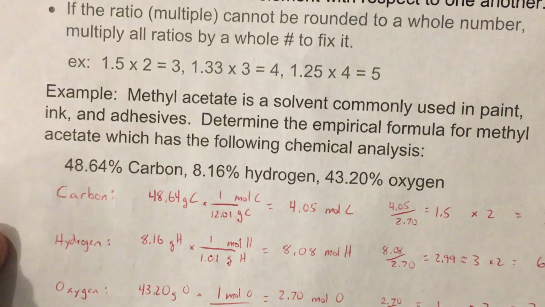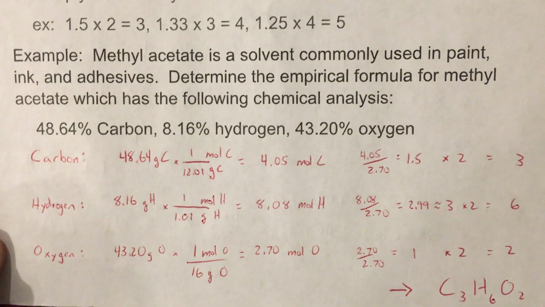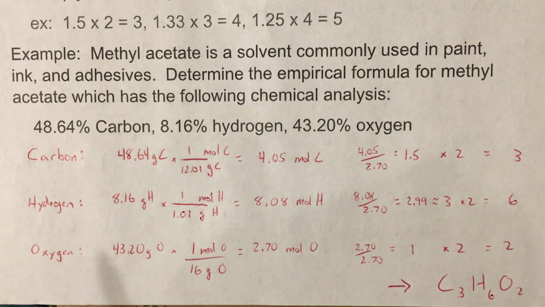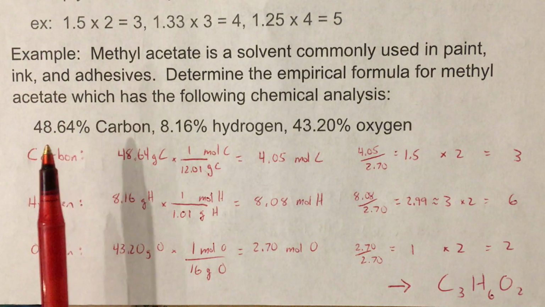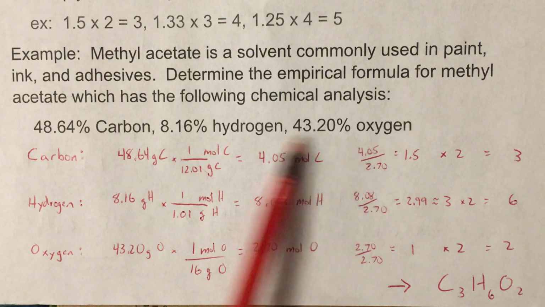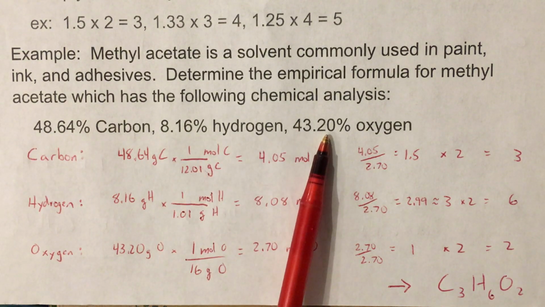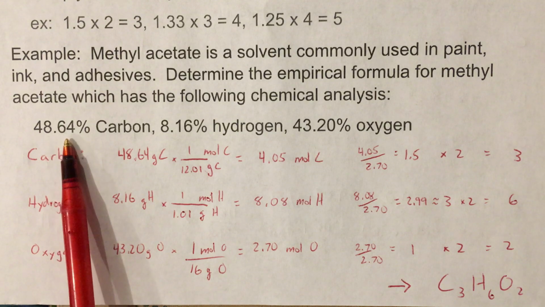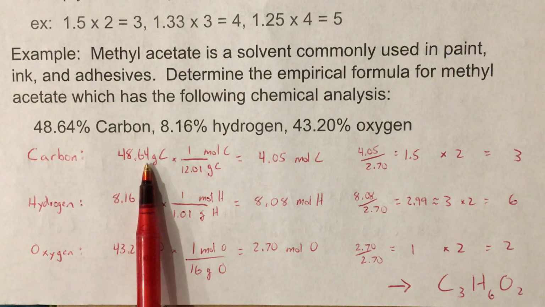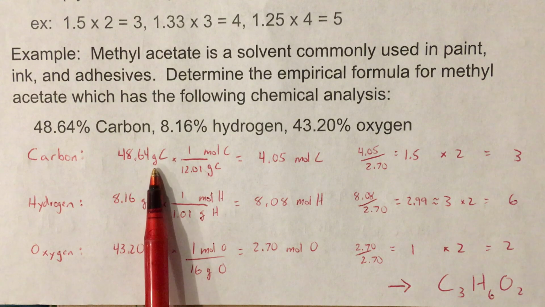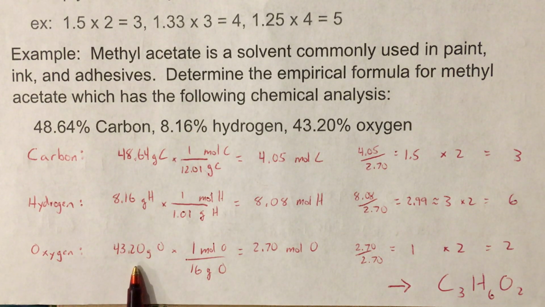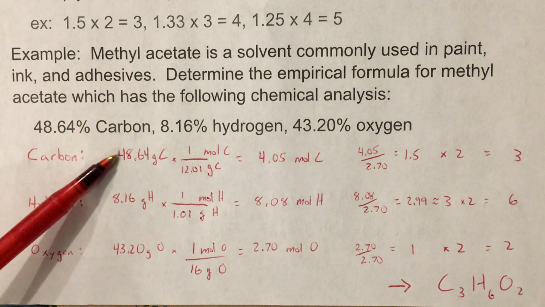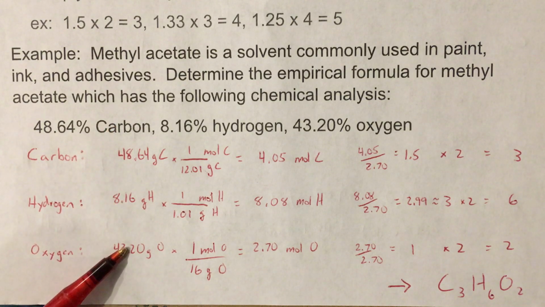I'm going to just walk through this example at the bottom to show how to do this. So we've got some methyl acetate, and you're given the percentages here of the components that are carbon, hydrogen, and oxygen. And if these are the percentages, we're going to say, out of 100 grams, 48.64% would be 48.64 grams. So for carbon, we're going to say 48.64 grams of carbon, 8.16 grams of hydrogen, and 43.20 grams of oxygen. So that gives you the ratio of those percentages and then the masses.